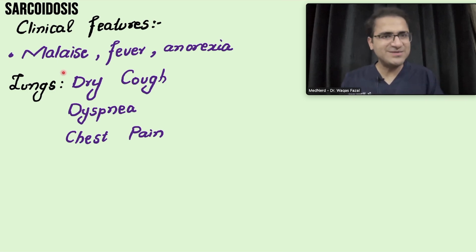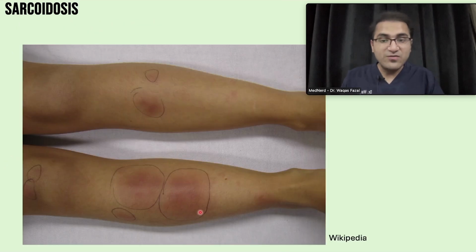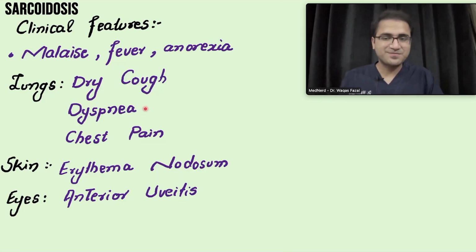These patients might be asymptomatic, or they can have non-constitutional symptoms like malaise, fever, anorexia, and the lungs are almost always involved. These patients can present with dry cough, dyspnea, chest pain, and if you auscultate the lungs, you will find coarse crackles or fine crackles. In the skin, it results in the formation of erythema nodosum, painful nodules over the shins.